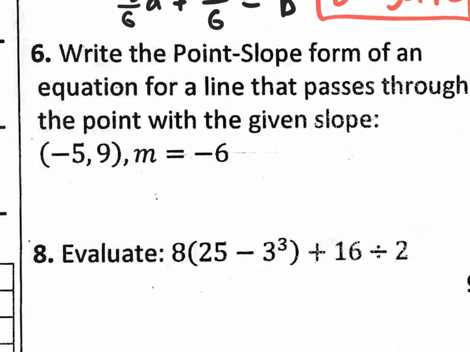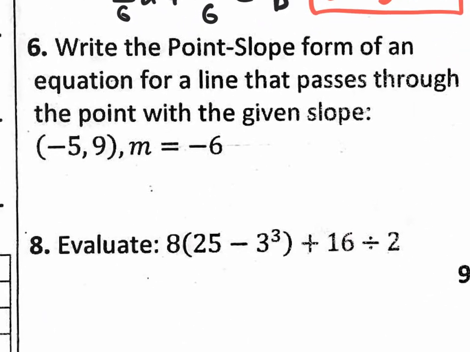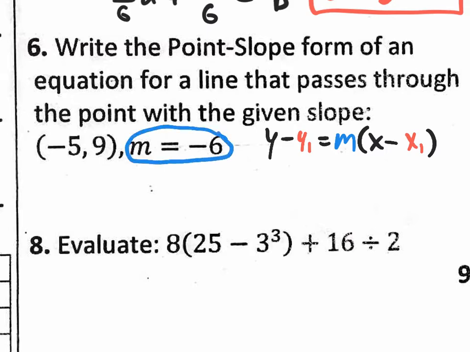Number 6: write the point slope form of an equation of a line that passes through the point with the given slope. So they want point slope, so we need to remember what point slope is. So there's your point slope form equation, and they give you the slope and they give you a point. So it's just a question of memorizing this and plugging in your numbers. You don't do any math. And this is how it is on the final, guys. So just make sure you know your forms and plug it in.